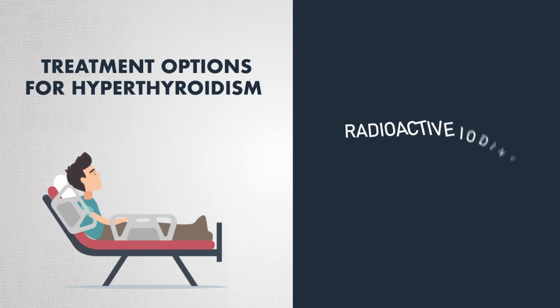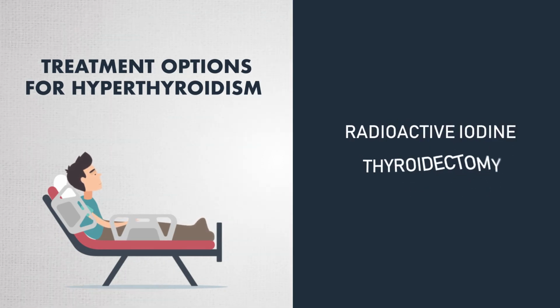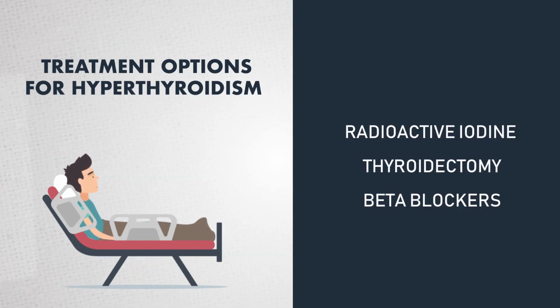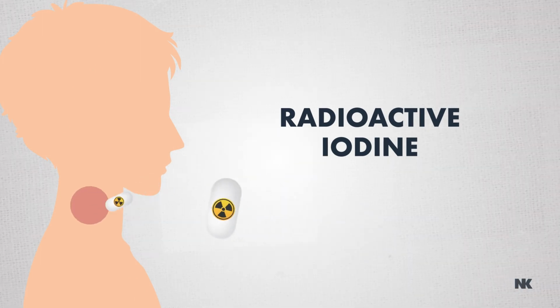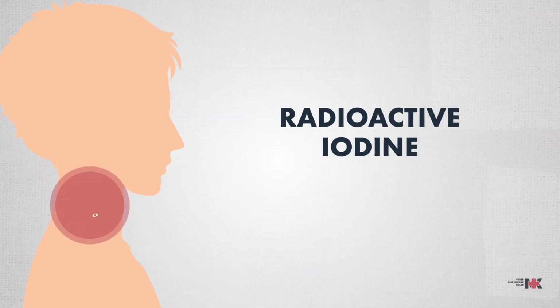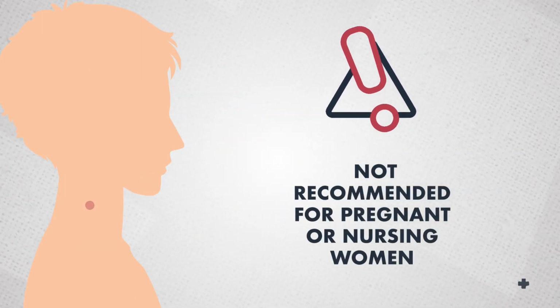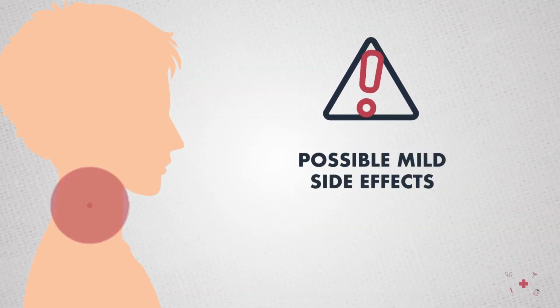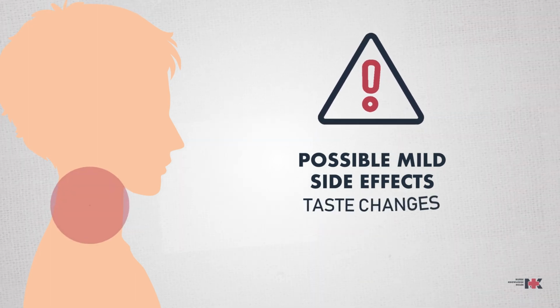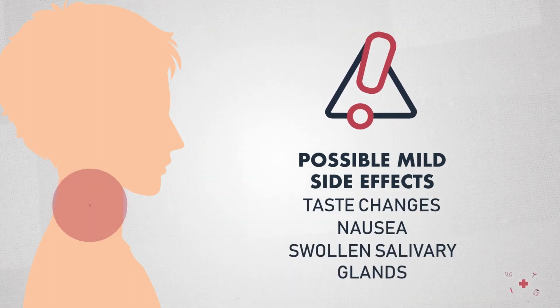The treatment options for hyperthyroidism include radioactive iodine, a thyroidectomy, and beta blockers to control the heart rate and blood pressure. Radioactive iodine is administered in capsule form. It targets and gradually destroys the thyroid gland, but it's not recommended for pregnant or nursing women due to radioactive material. Possible mild side effects can include, but are not limited to, taste changes, nausea, and swollen salivary glands.